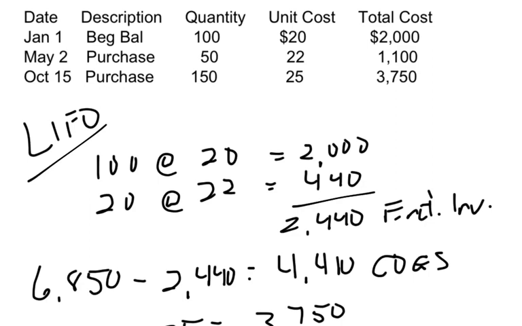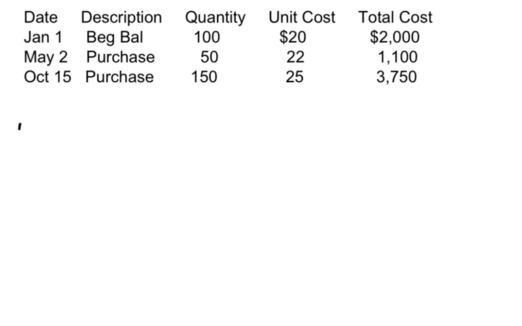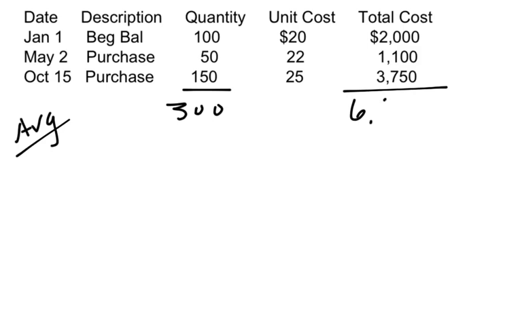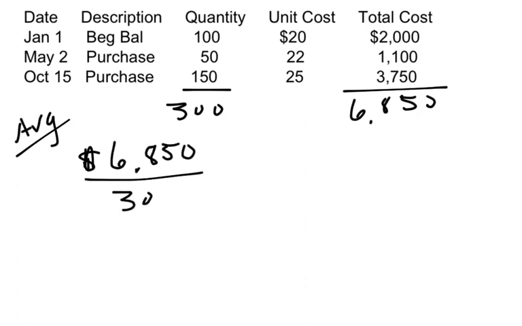Right, we've got one more to look at. Let's look at the average method. All right, the average is going to be in between LIFO and FIFO, because it takes the average of all the costs. So we need to get an average cost for our total inventory. Again, remember this was 300 units and this was $6,850. So to get an average, I need to take the total dollars associated with all of the inventory that we had this year, divide it by the total units that cost is associated with. And that'll give me an average cost per unit.